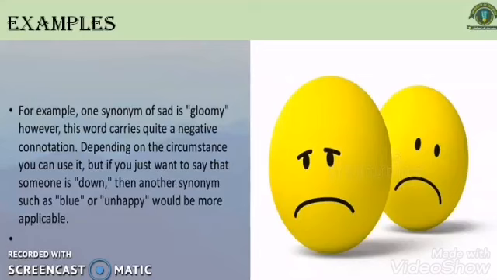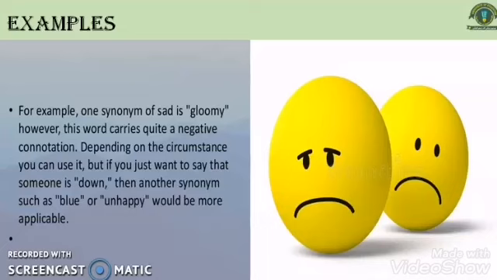The next one, there are given some examples of the synonyms. Let me make it more clear to you with these examples, by giving a clearer explanation about synonyms. One example is sad. One synonym of sad is gloomy. However, this word carries quite a negative connotation.